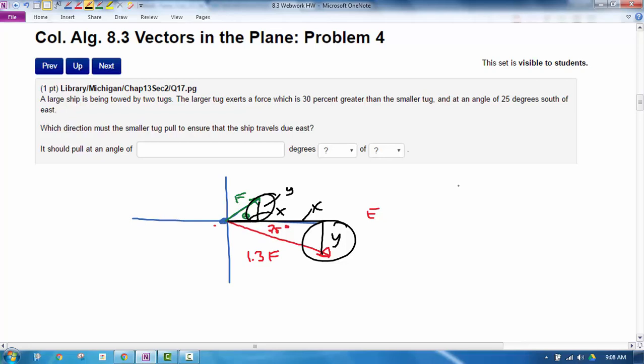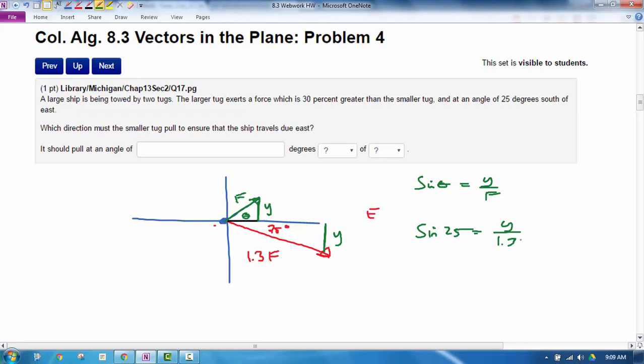And the reason why is because if those y's cancel when you add them together, then what you're going to have is just the addition of the x's, which will cause the boat to move in that direction. So that means that this right here, I'm going to label y, and I'm going to label this the same variable because those are equal. And I'm going to set up two equations. The first one is the sine of theta equals opposite over hypotenuse from the first triangle. The second one would be the sine of 25 equals opposite over 1.3f.